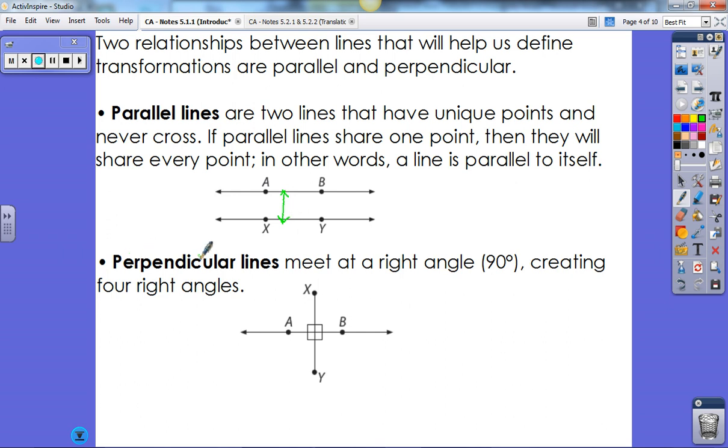Perpendicular lines meet at a right angle, and so when they meet, they create 4 right angles, because if this is a right angle, then this side also has to be a right angle, because together these form a straight angle, and 90 and 90 gives me that straight angle of 180. So if this one's 90, then this one also has to be 90. Same is true for here, and then the same is true for there.